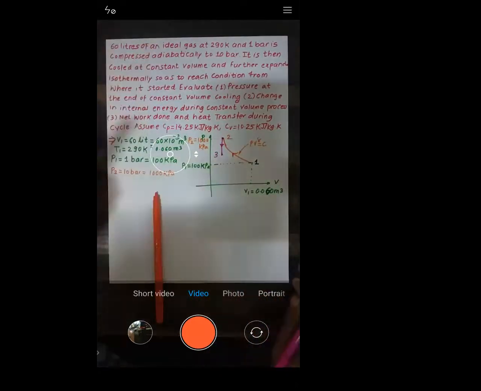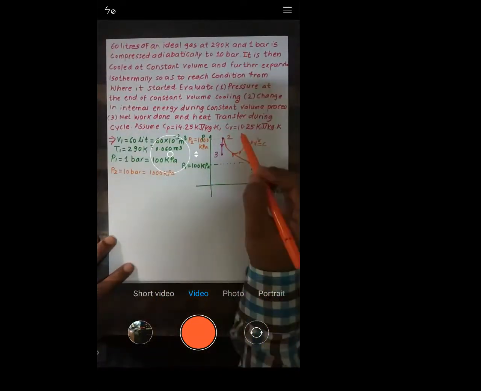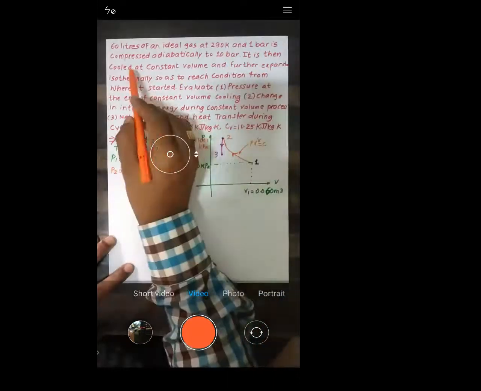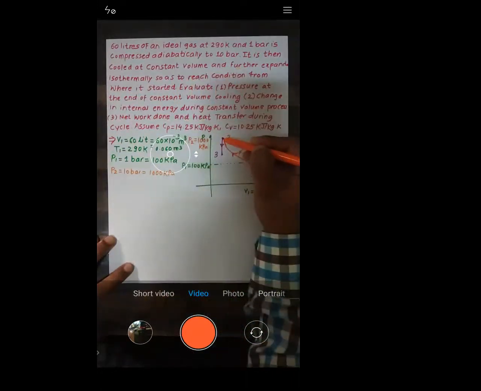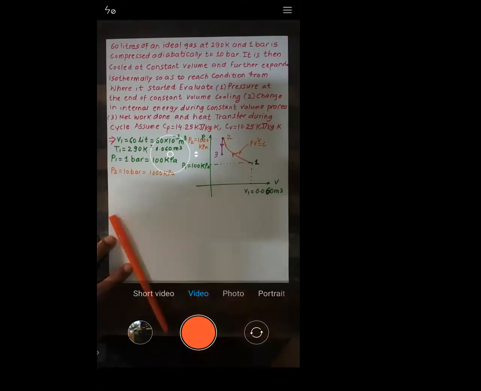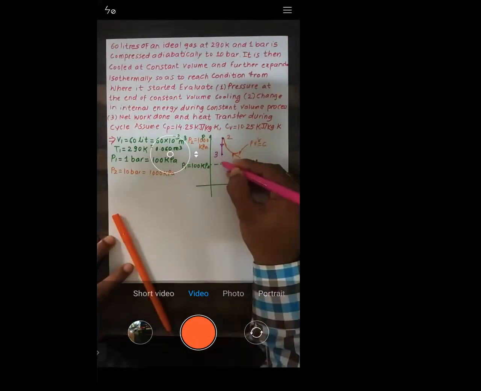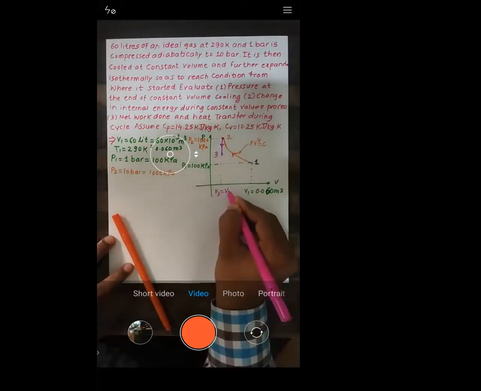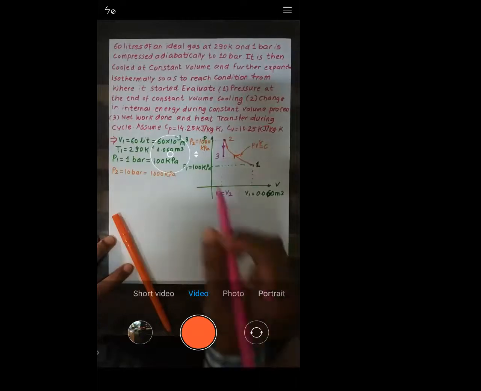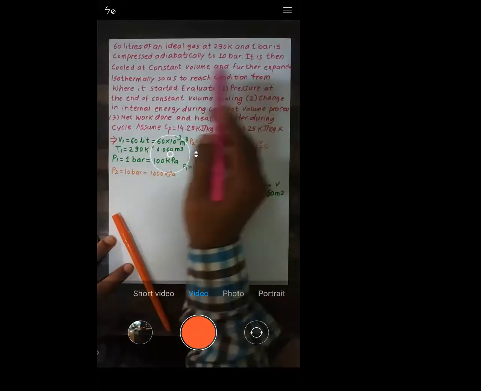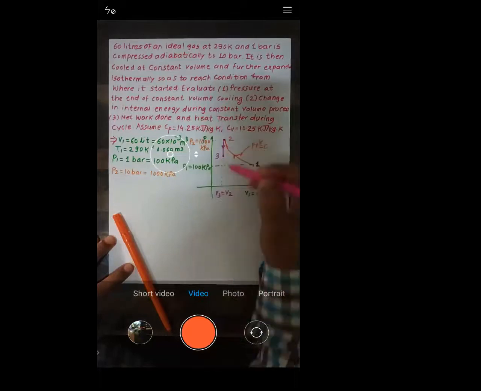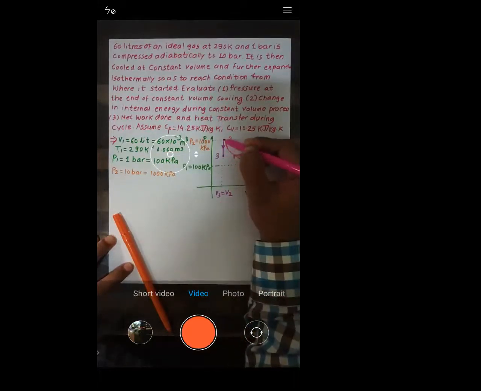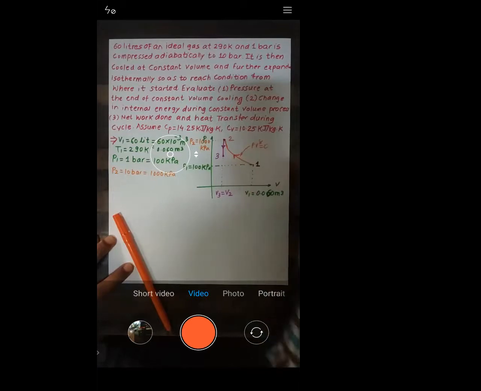Try to understand. I'll repeat. Once you reach point number 2, it is then cooled at a constant volume. So from point number 2, I will start cooling, and that means I will reach point number 3. But what happens during 2 to 3? Volume is to be kept constant because it is mentioned in the problem. So I want the value of V3 to be equal to V2. From point number 2 to 3, volume remains constant, and at the same time it gets cooled.